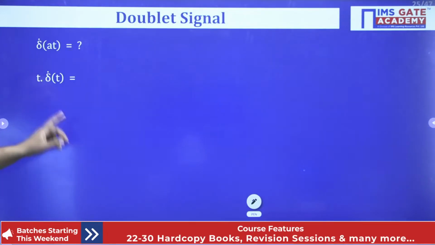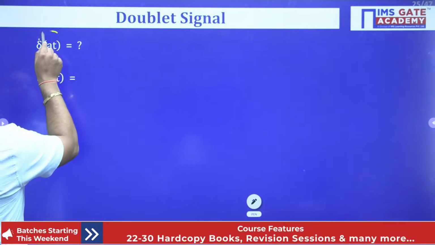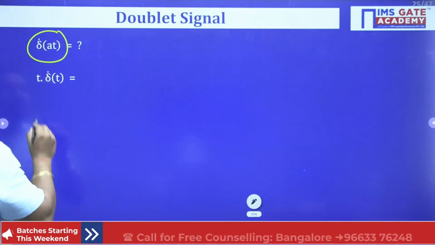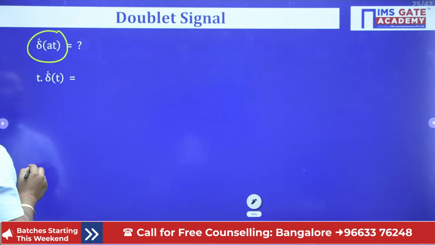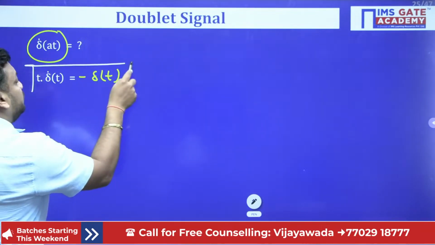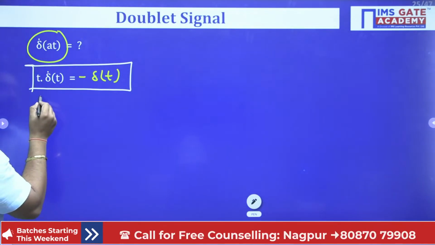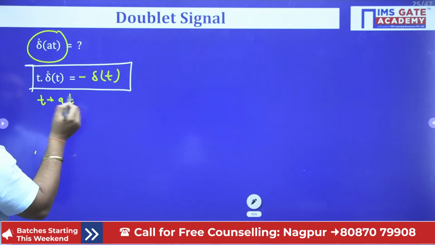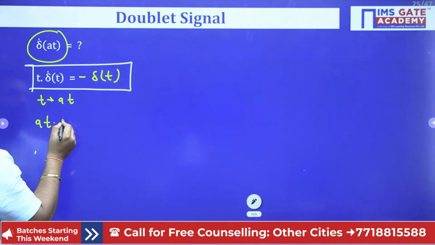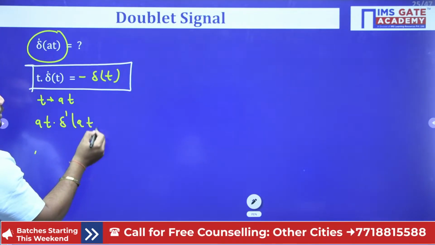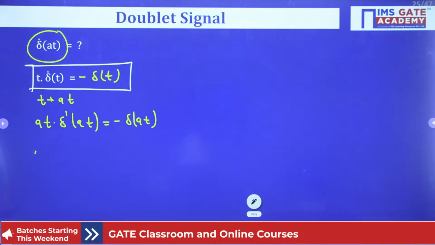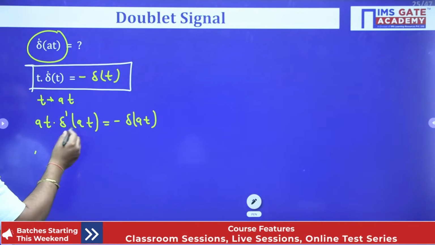So next we are looking for the scaling property. What is doublet del of del dash at? So we are starting with this. What is t dot del dash t, guys? It is nothing but minus del t. Now here, student, if I replace t with at, then wherever there is t, I must write at. So I am writing here at into del dash at is equal to minus del at.